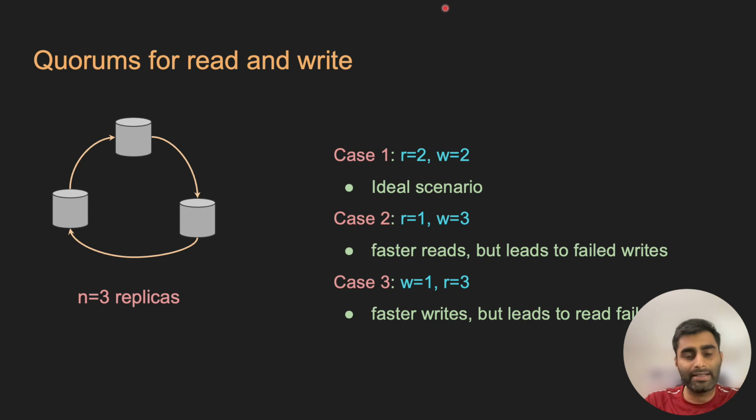On the contrary, if we have W equal to 1 and R equal to 3, it will lead to faster writes, because we just need a success value from one of the write nodes. But it can lead to a read failure in case one node is down, because since R equals 3, we are waiting for a success value from all 3 nodes before we can send the success message to the client.